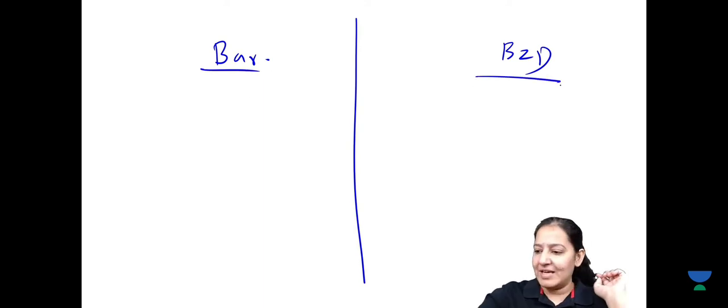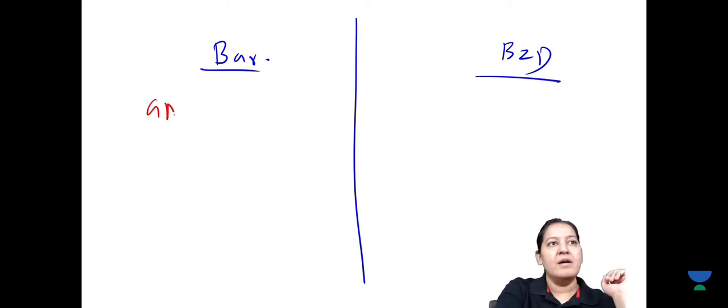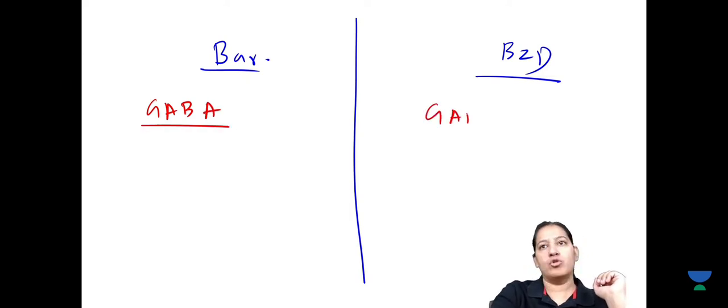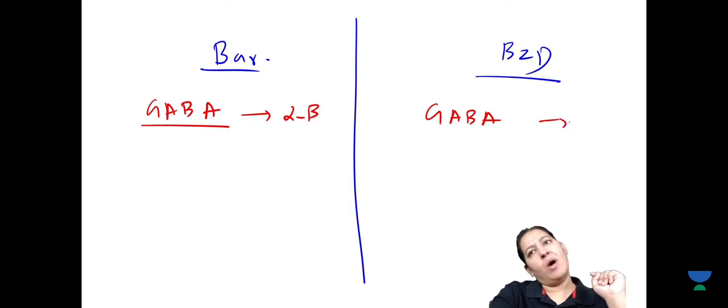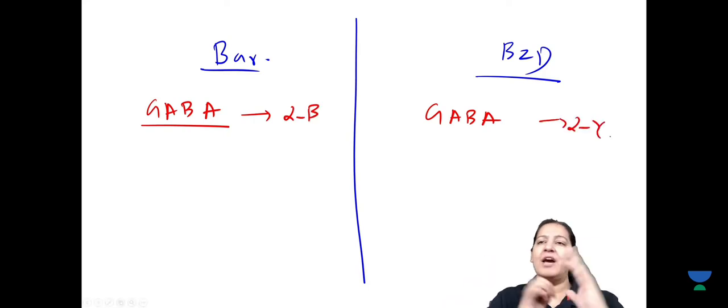Barbiturate and benzodiazepine both have GABA facilitatory action. Both go to the GABA receptor. Barbiturate goes to the alpha beta junction, and benzodiazepine goes to the alpha gamma junction. Okay. Ultimately, they are going to the GABA receptor.